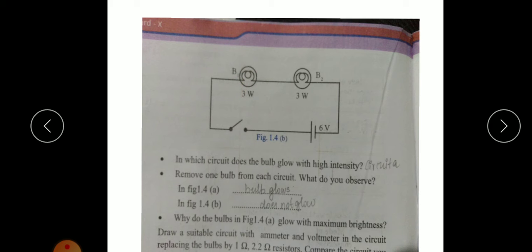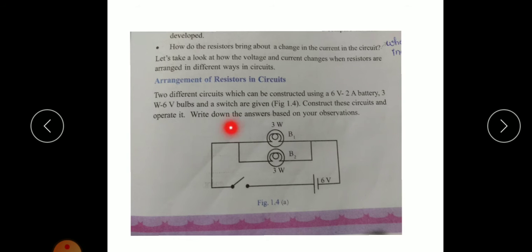Why do the bulbs in figure 1.4a glow with maximum brightness? Because here the effective resistance is minimum. When the effective resistance is minimum, the bulbs will glow with maximum intensity.